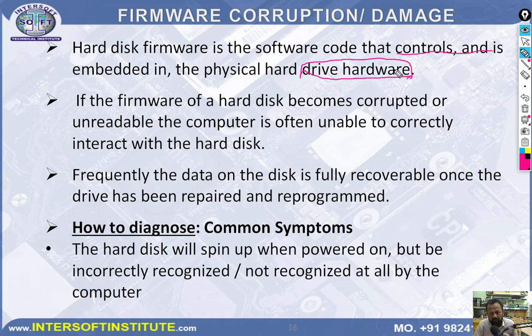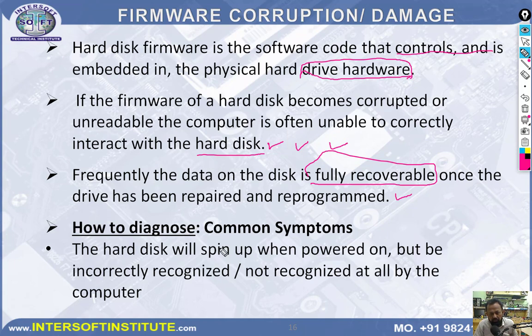If the firmware of the hard disk becomes corrupted or unreadable, the computer is often unable to interact with the hard disk. So data will not be shown or data will not be read. A sector is not accessed. Frequently the data on the disk is fully recovered once the drive has been repaired and reprogrammed. If the drive is totally reprogrammed and repaired, the data will be fully recovered if all the sectors are accessible.